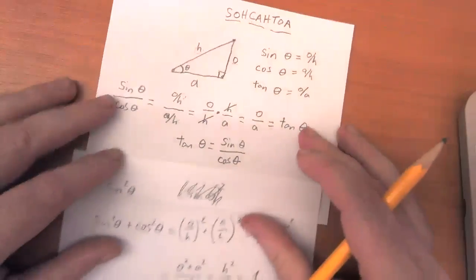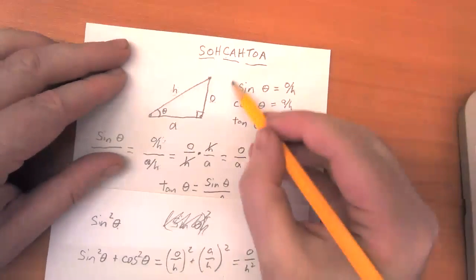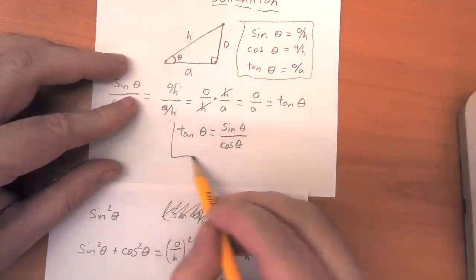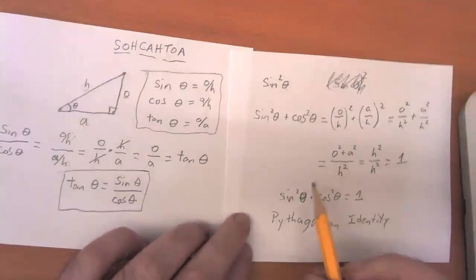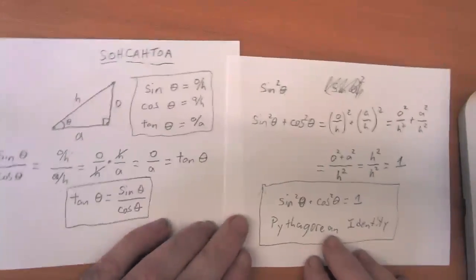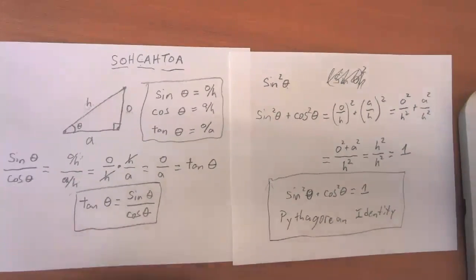Okay, so here's what you need to take away from this video. You need to remember the definitions of sine, cosine, and tangent. You need to remember the tangent identity, and you need to remember the Pythagorean identity. These are all helpful things that will get us through the unit talking about trigonometry. In the next video, we're going to go a little bit deeper, and we're going to talk about the secondary trig functions, which maybe you haven't seen before, but they're going to be handy things for you to know.